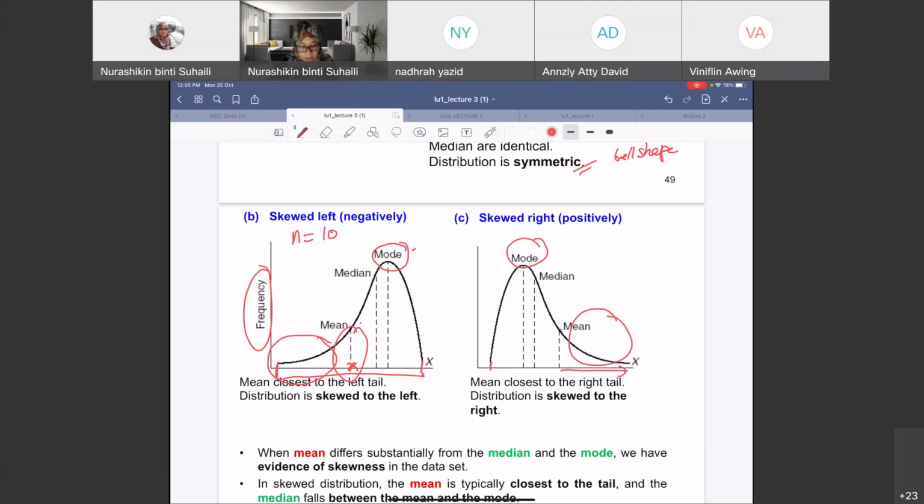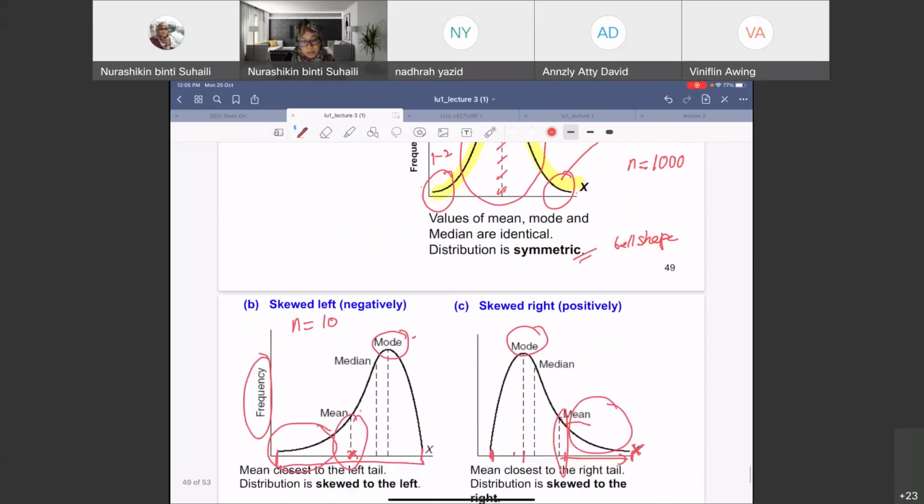Okay, remember this is the range. The median is in the middle, right? The mode is the peak value, and you can see the mode is less than the mean value when we talk about x. So this one is mode, and this one is mean. So the mode is less than the mean value, but the median is in the middle. So you can see that trend. So these are the two types of distribution apart from the symmetric distribution.